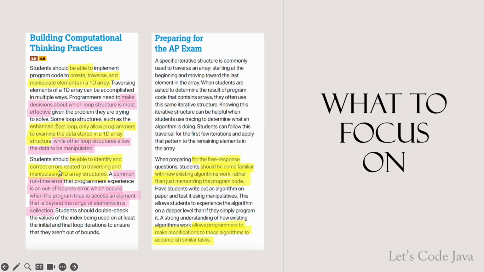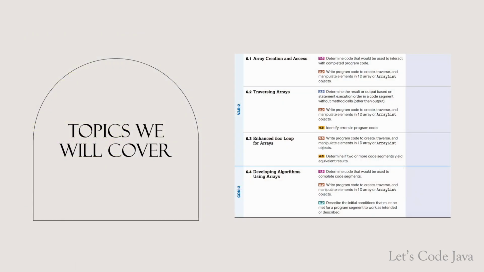You should be able to identify and correct errors and know the out of bounds error, which is when the program tries to access an element that is beyond the range of elements. You should also be familiar with how existing algorithms work for the free response. Okay, so the topics we will cover are all the subtopics that come under Unit 6.